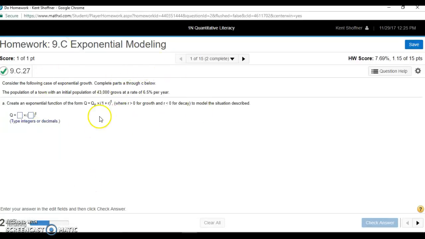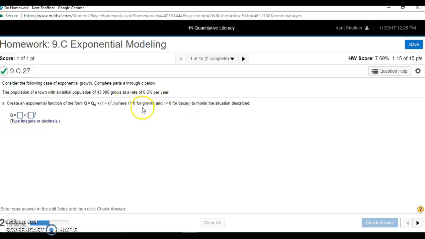So as you complete the problems here in section 9C, this is dealing with exponential modeling. You either have a growth or decay. Growth is when r is greater than 0. R is the rate, which is the percentage in these type problems. R is greater than 0 for growth. R is less than 0 for decay.